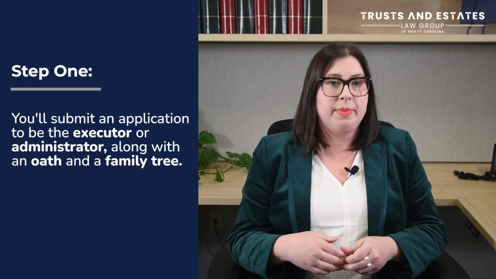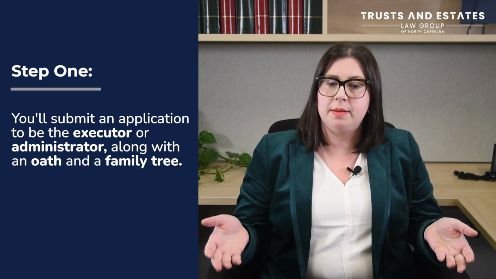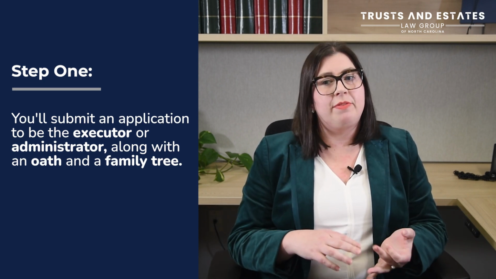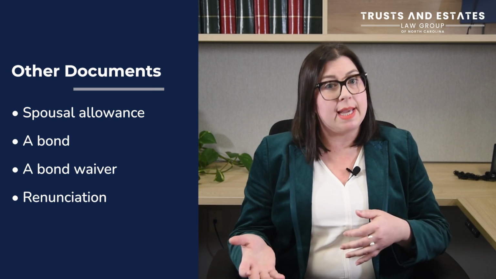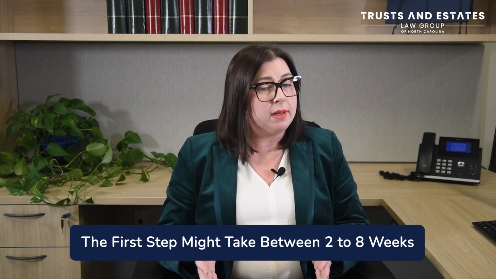You'll complete an application to be the executor or the administrator, along with an oath and a family tree. You may also need to do some other documents such as a spousal allowance, a bond waiver, or renunciations. It's all kind of case by case. You'll submit your application, all the documents, and the original will, if there's a will, to the clerk of court. This can take a little while to get appointed, usually about 2 to 8 weeks, depending on the county.